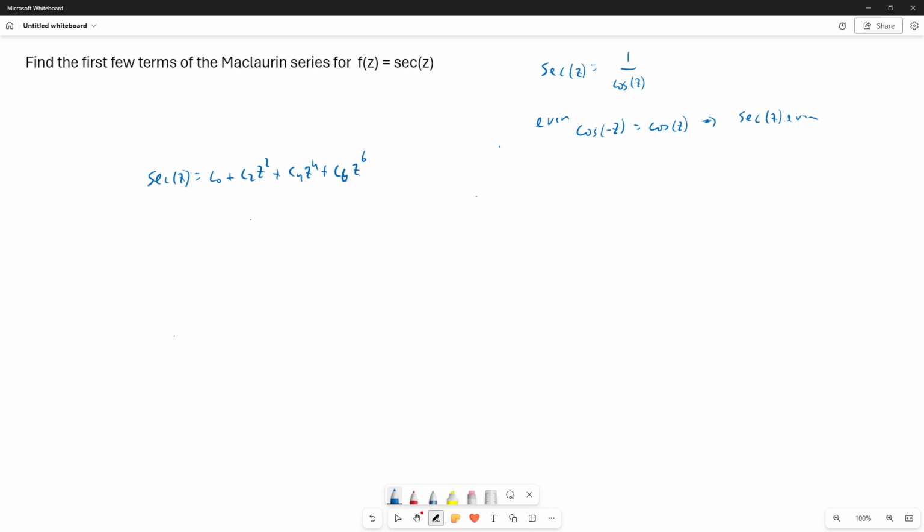That should be a 6. So let's see if we can find C0, C2, C4, C6. So what I'm saying is C1, C3, C5, etc. These guys are all 0.